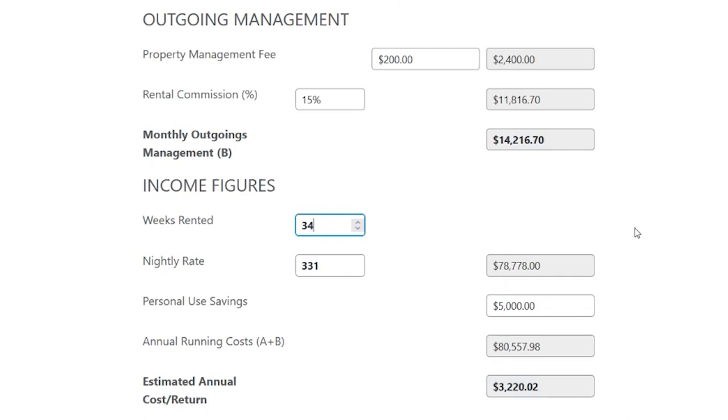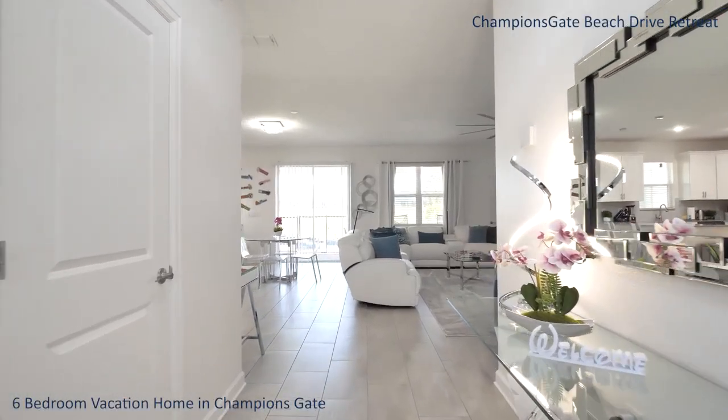I can see getting into the late 30s, and I've even had an owner who got it into 40 weeks at one point, so that makes all the difference right there. That times your nightly rate, obviously, is your gross. How do we get the nightly rate up? Well, we make the property more attractive for people to use.